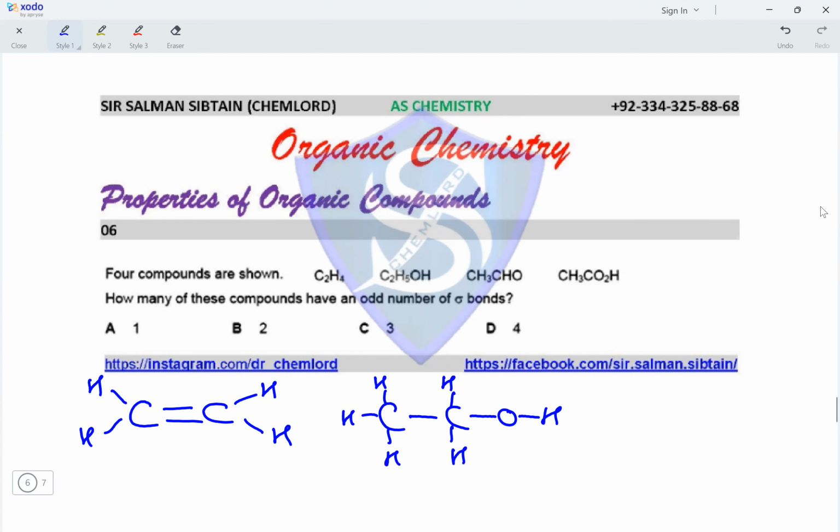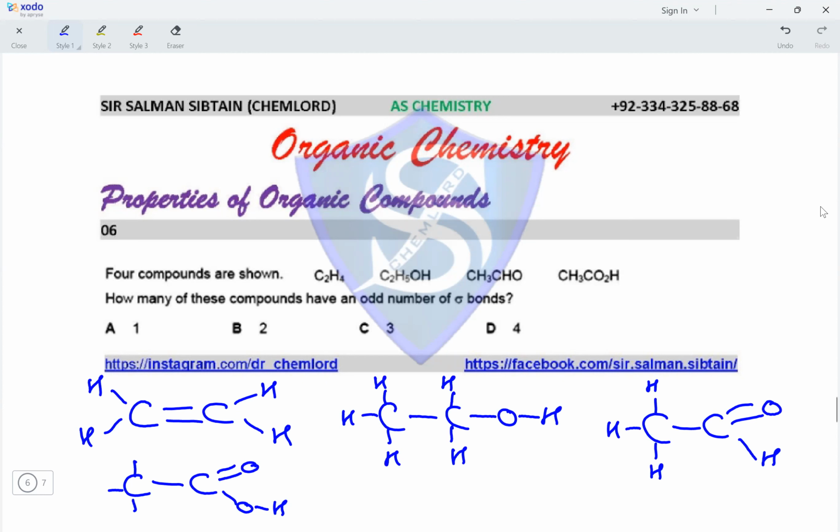Then we have CH3CHO. So CH3CHO is represented this way in its displayed formula. And the fourth one is CH3COOH. So CH3COOH would be displayed in this way. So these are the four different structures of the four organic compounds given as options. Now to count the number of sigma bonds present.